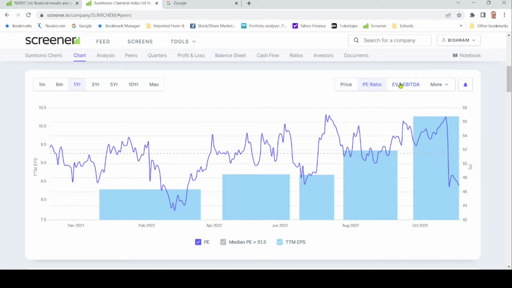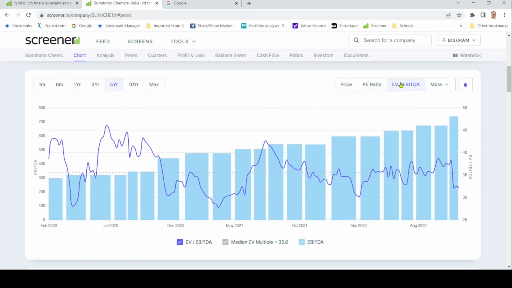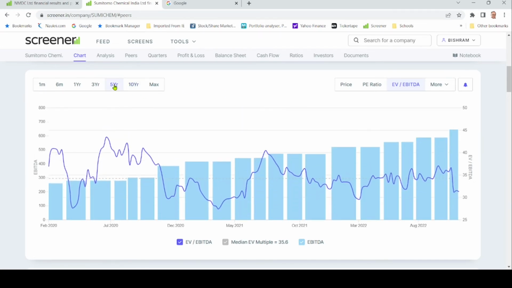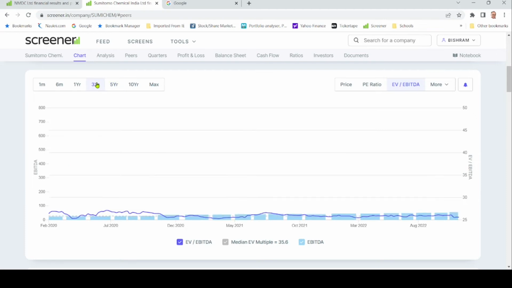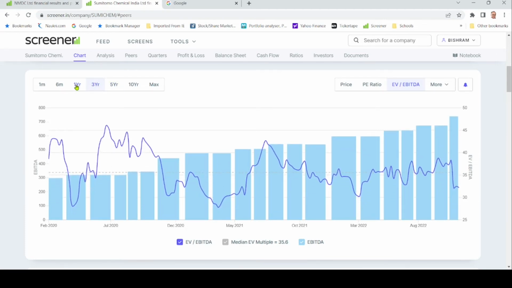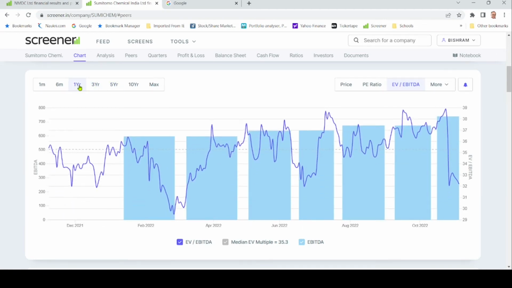Now when I take EV by EBITDA, again 5 years, let's look at 10 years. Again it scores, it is undervalued, 5 years it is undervalued, 3 years it is undervalued, and 1 year it is undervalued. So it scores 8 by 8, which is very unique. So very safely you can conclude that Sumitomo Chemical is not overpriced.